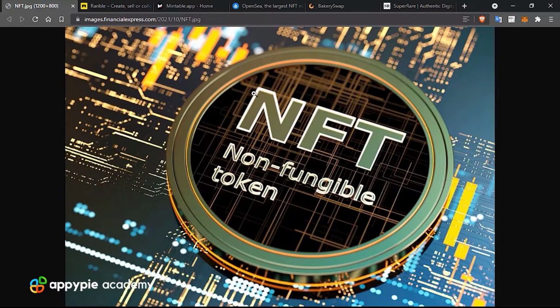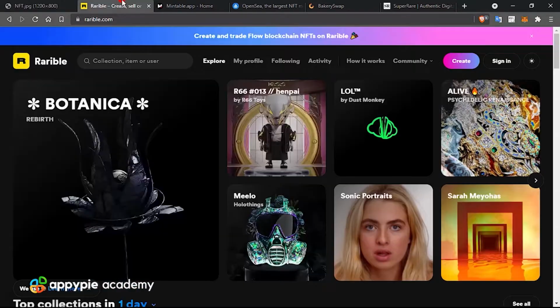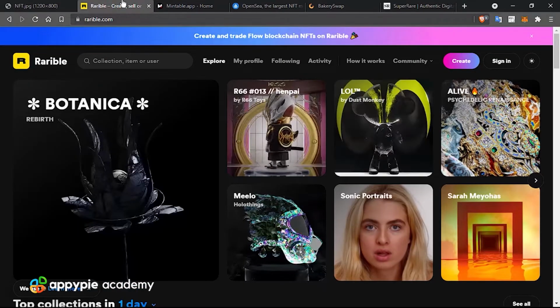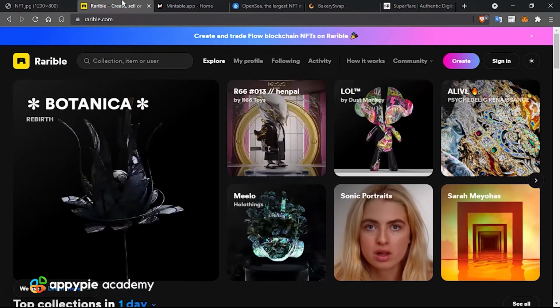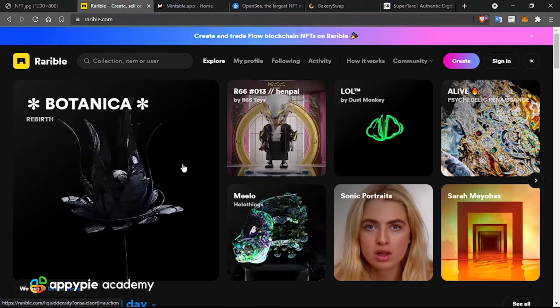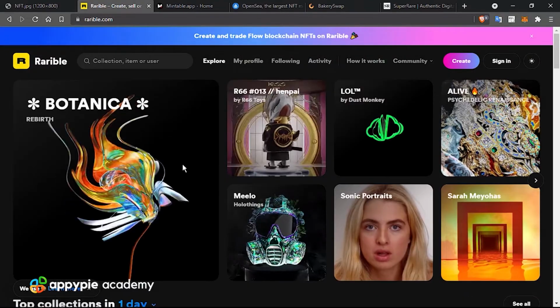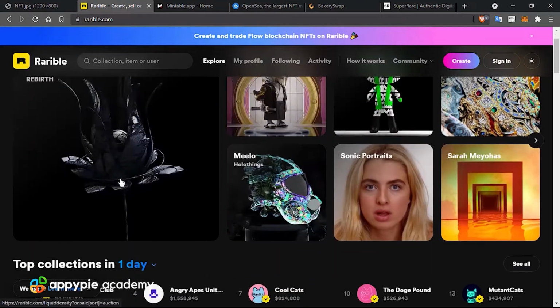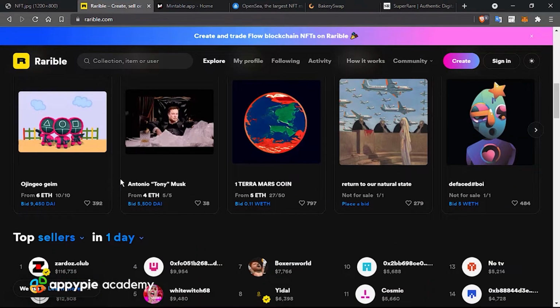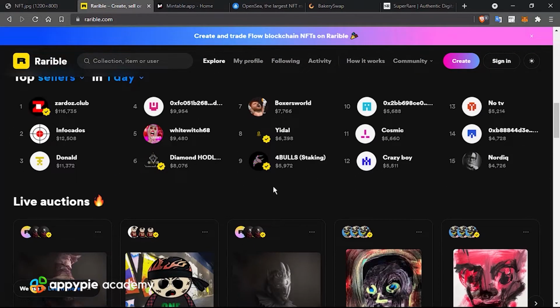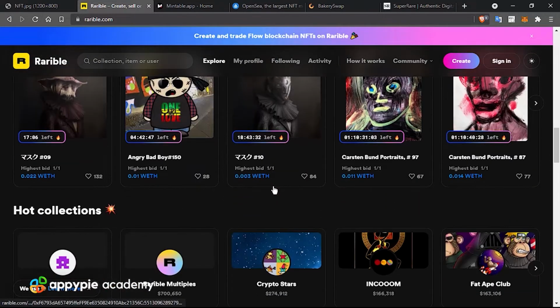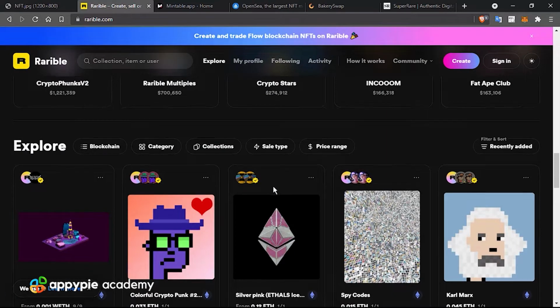So basically, the marketplaces are the places where we can also create or mint our NFTs. The first one here is Rarible. I have already introduced you to Rarible. We can create here, and we have done that already. And now you can see here you can browse through what sort of NFT you would like to buy, what sort of NFT would suit your purpose.